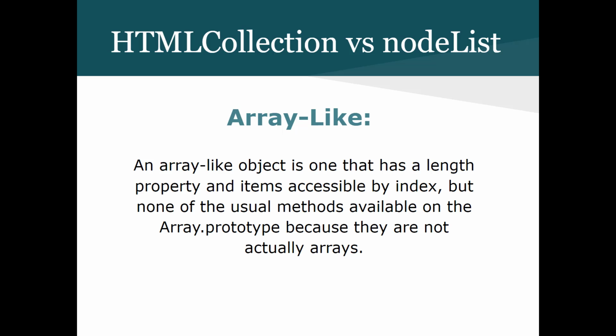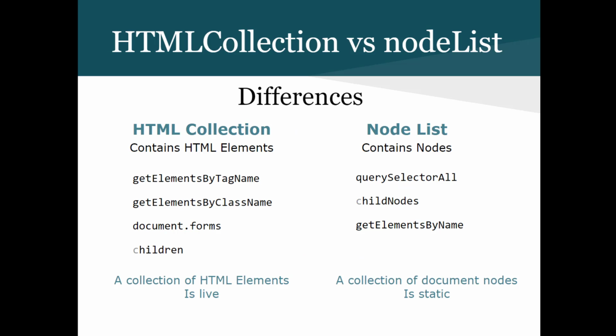So let's talk about HTML collections versus nodeLists. Both of these are array-like objects, ones that have a length property and items accessible by their index, but we can't use the normal array prototype methods on them because they're not arrays. There are some differences between an HTML collection and a nodeList. The HTML collection contains HTML elements, so we can get a collection by using getElementsByTagName, getElementsByClassName. We can use document.forms or children even.